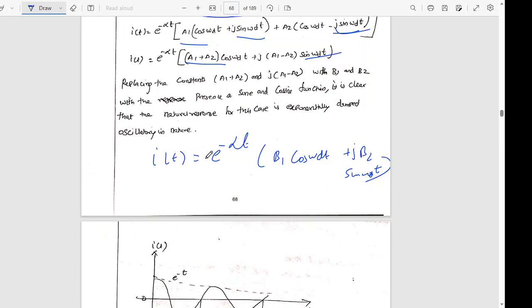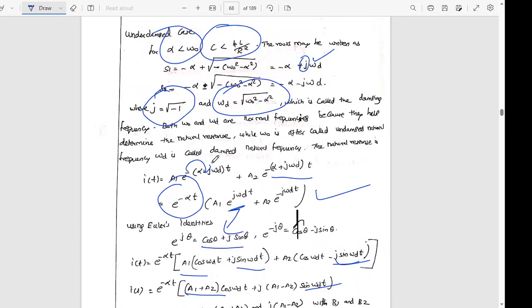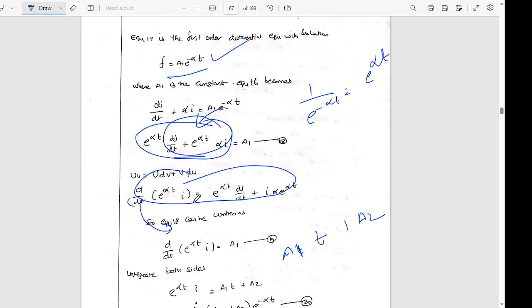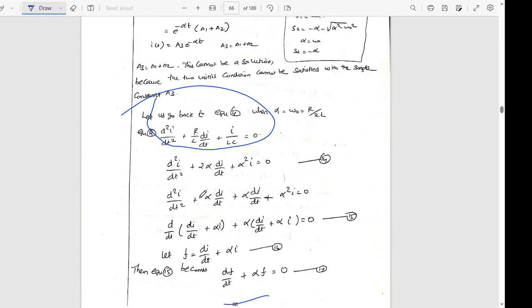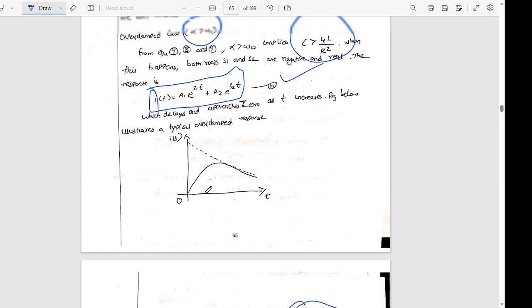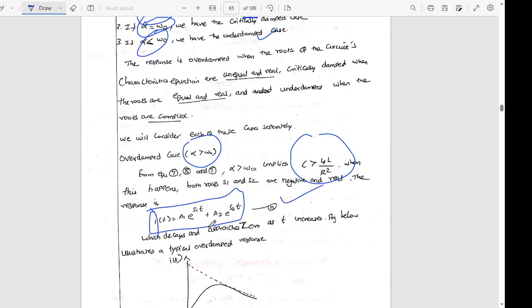This is for which case? Underdamped case. For critically damped, i(t) = (A2 + A1 t) e^(-αt). This is for critically damped. And for overdamped, i(t) = A1 e^(s1 t) + A2 e^(s2 t). This is the formula for overdamped.